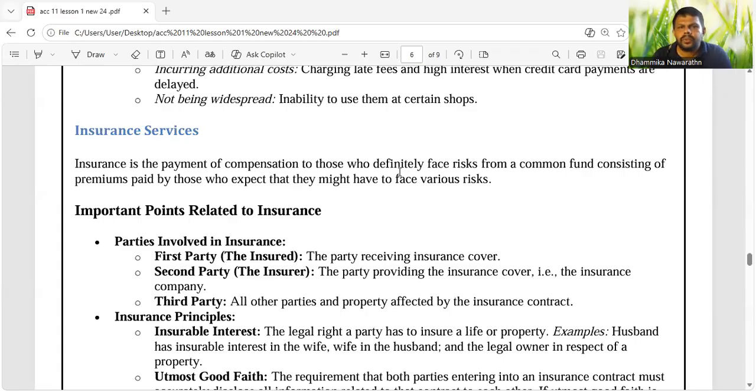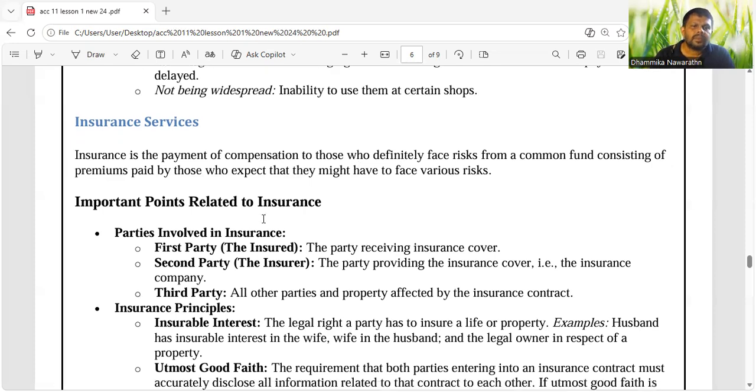Insurance is giving compensation to those who are facing actual risk, which is formed by people who are facing or expect to face risk. Then it is the insurance service. Insurance is the payment of compensation to those who definitely face risk, from a common fund consisting of premiums paid by those who expect that they might have to face various risks.